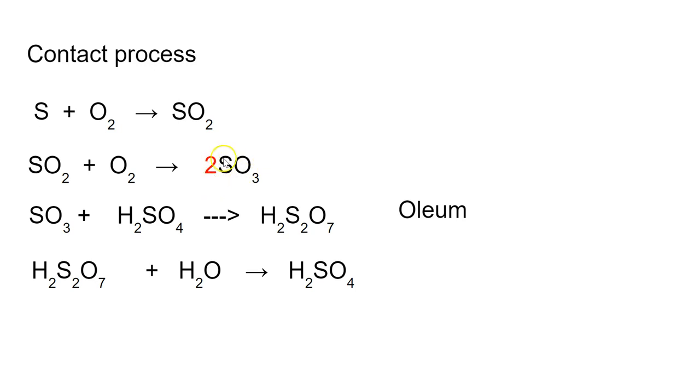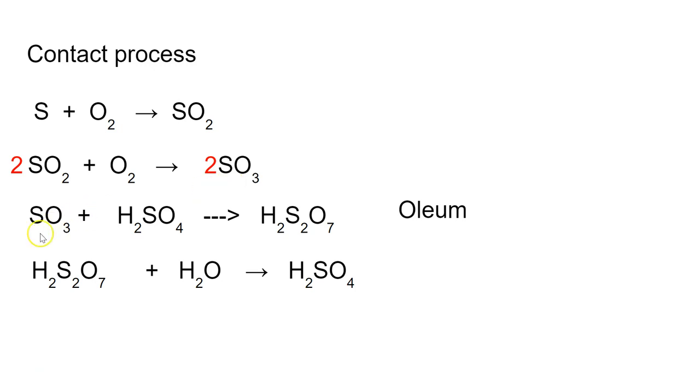Okay, but now my sulfurs are upset again. I have 2 sulfurs on this side, so it means I must have 2 sulfurs in front of this one. So now let's see if this new balancing number influences the oxygens. I have 4, 5, 6 oxygens on this side and 6 oxygens on that side. So my second equation is balanced.